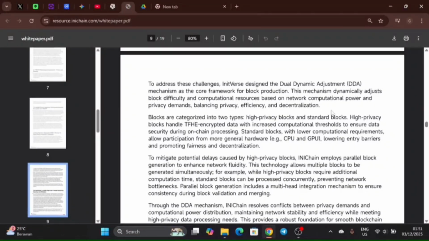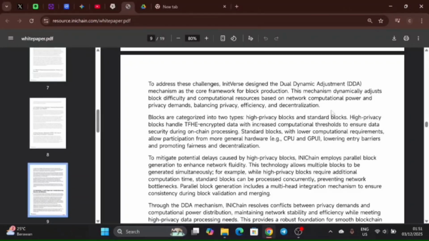By managing the blockchain production, they solve it. The mechanism dynamically adjusts block difficulty and computational results based on the network computational power. So it means the mechanism can classify which one is a difficult block and which one is an easy one.